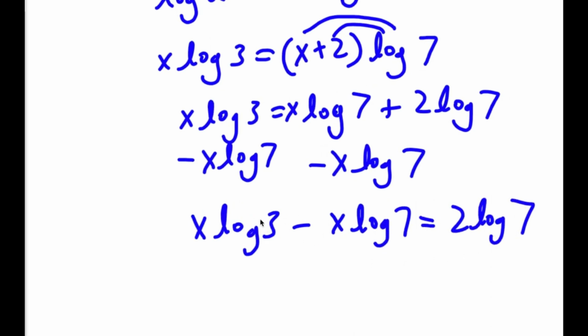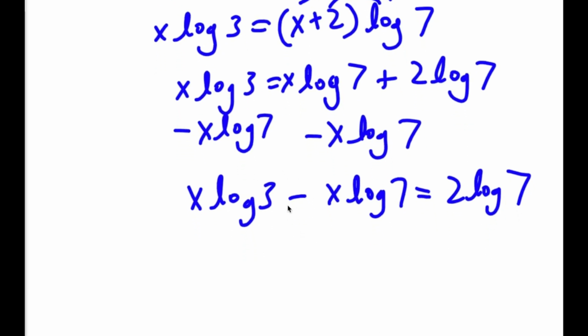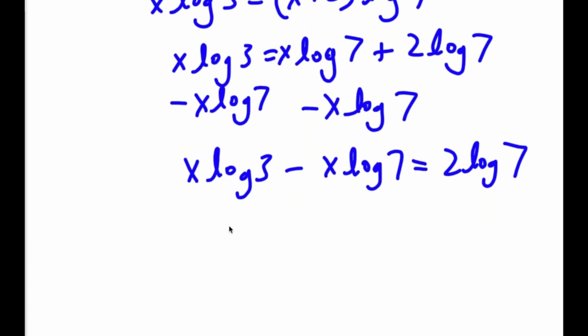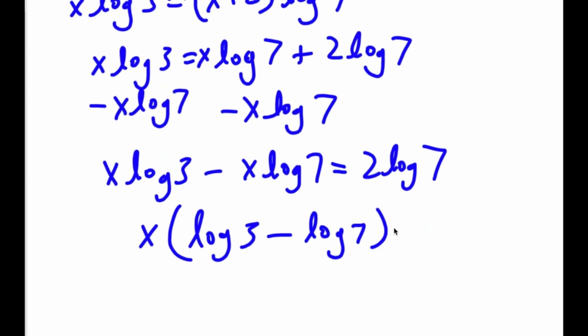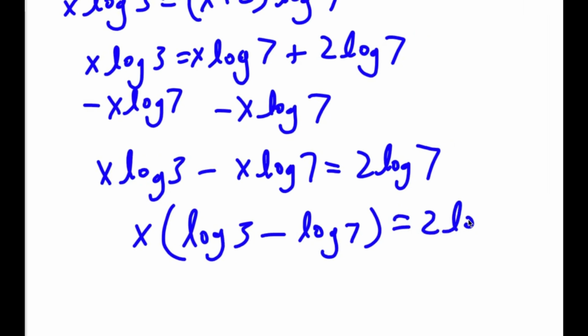Now, from these two terms, I can simply factor out x, because both of these terms have x in them. So now I have x times log 3 divided by x is simply just log 3. And minus x times log 7 over x is simply log 7. And this is still equal to 2 times log 7.